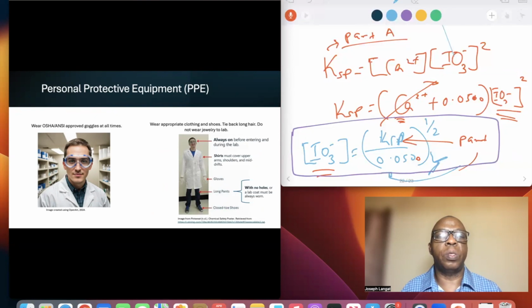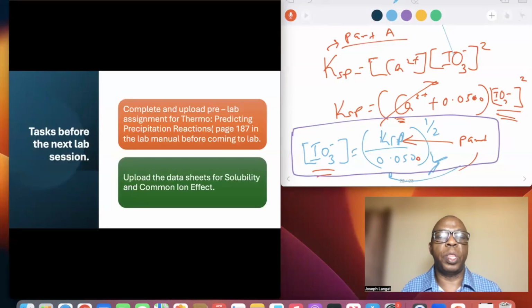Before next week, you should complete the pre-lab on predicting precipitation reactions on page 187 and upload the data sheet for solubility and common ion effect.